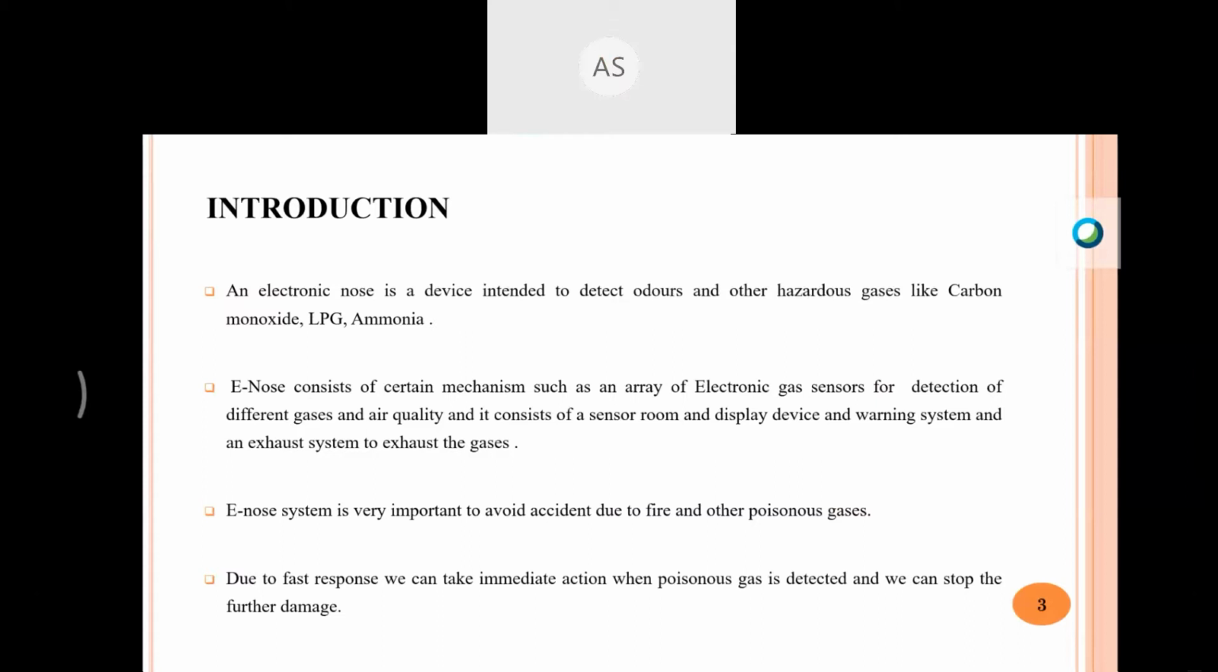The e-nose consists of certain mechanisms such as an array of electronic gas sensors for detection of different gases and air quality. It consists of a sensor room where all the sensors we will be using are placed, a display device, a warning system, and an exhaust system that will exhaust the harmful gases. Now, the e-nose system is very important to avoid accidents due to fire and other poisonous gases. Due to its fast response, we can take immediate action when poisonous gas is detected, and we can stop the hazard from happening. The next slide, please.